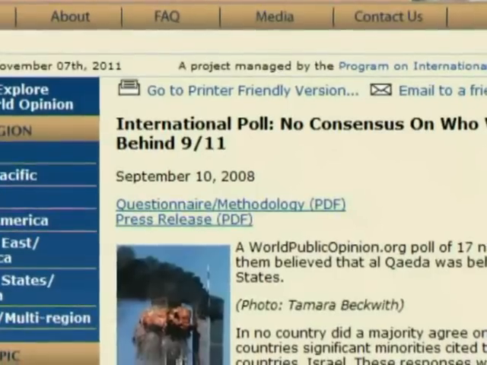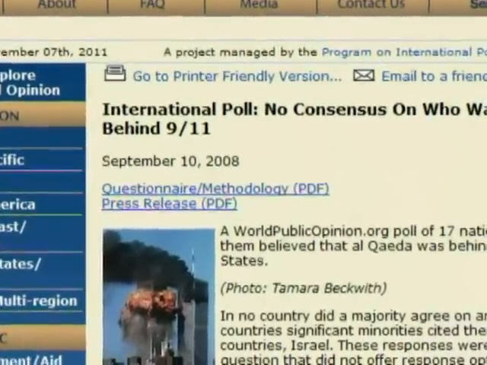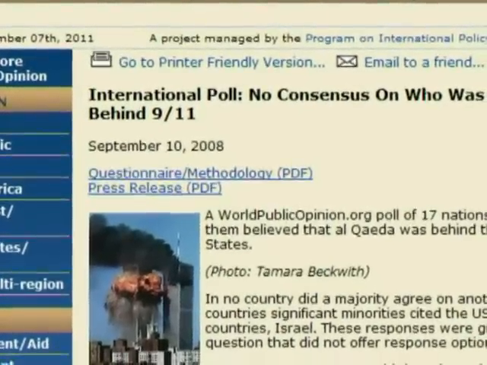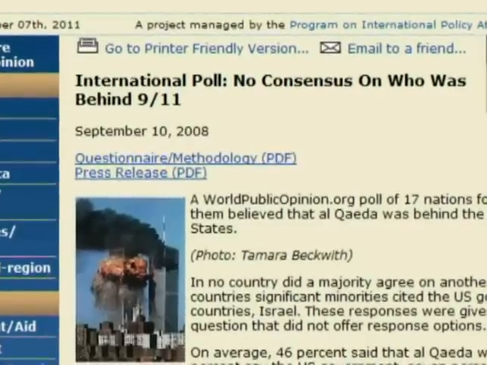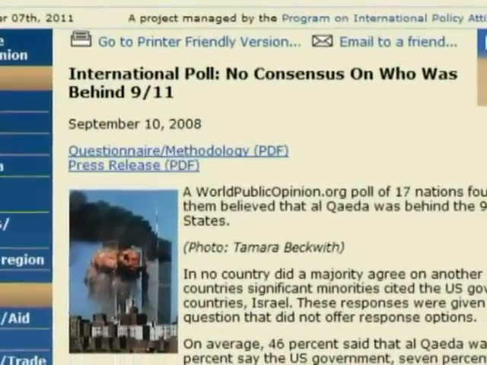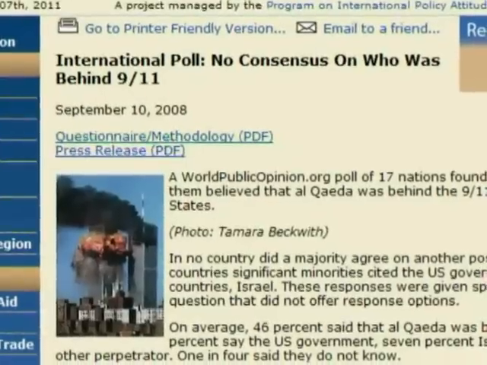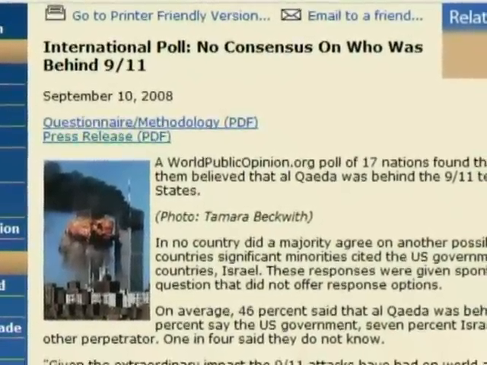Those believing 9/11 was carried out by the US government include 23% of Germans, 36% of Turkish, 30% of Mexicans, 15% of Italians and 27% of Palestinians. And those respondents who simply said they don't know who carried out 9/11 make up another large portion of the public opinion spectrum, including 56% of Chinese.